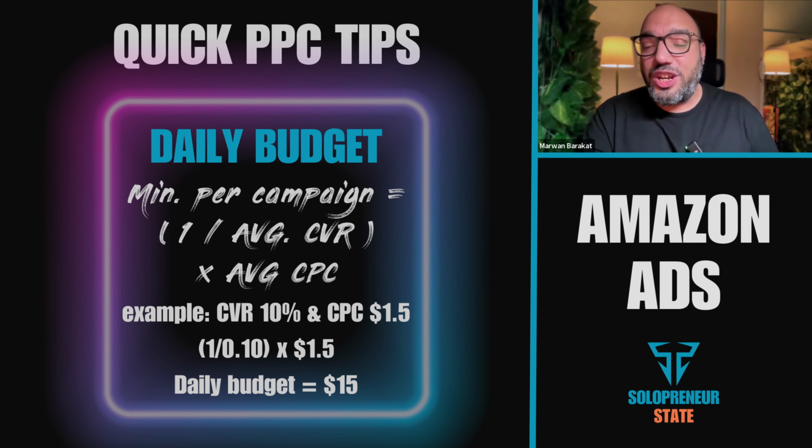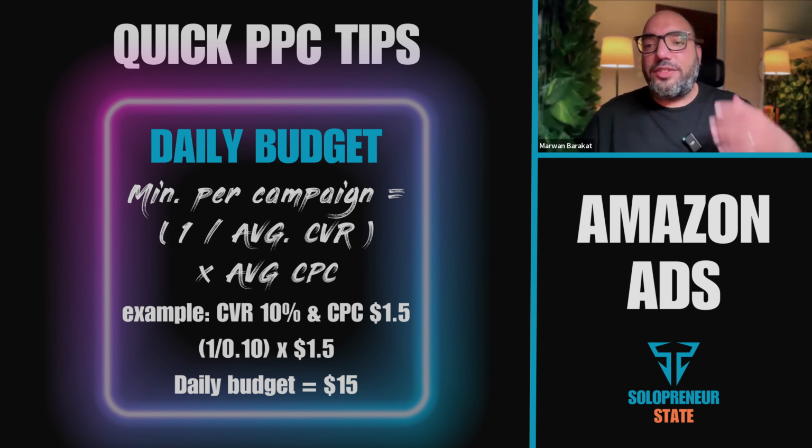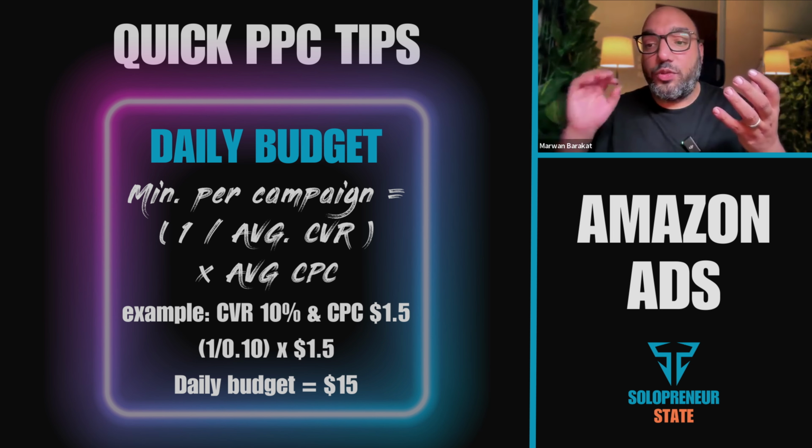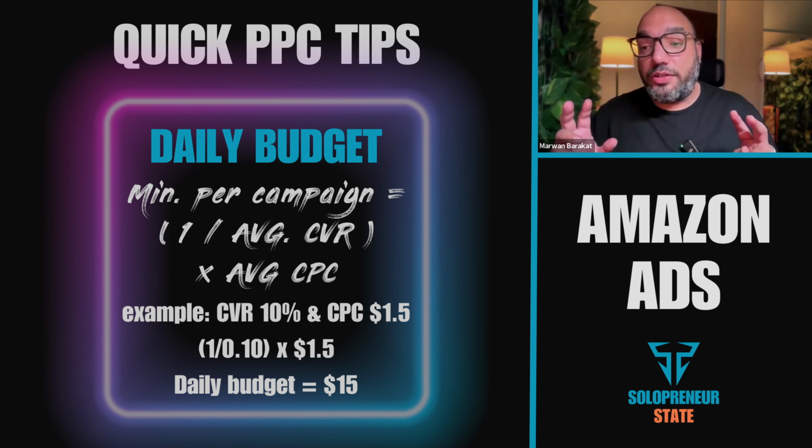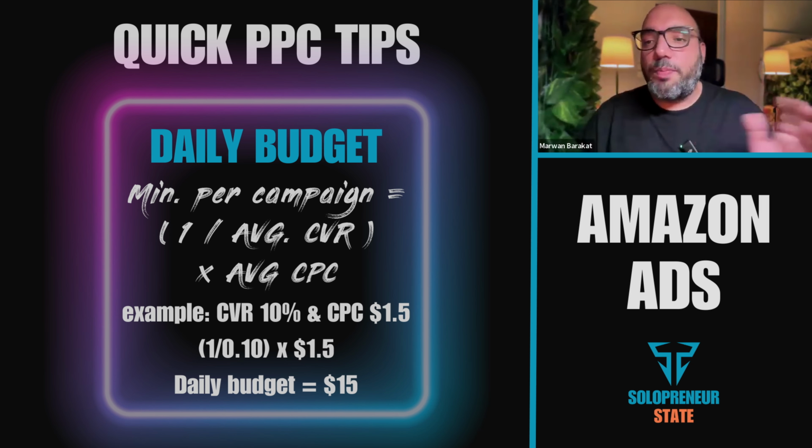Now, the only thing that we need to do is to multiply that number of clicks with the cost per click in order for us to get the minimum budget, right? If you need 10 clicks to get a sale and the average cost per click here is $1.5, that means you need at least $15 in order for you to get a sale. And that will be our minimum budget.